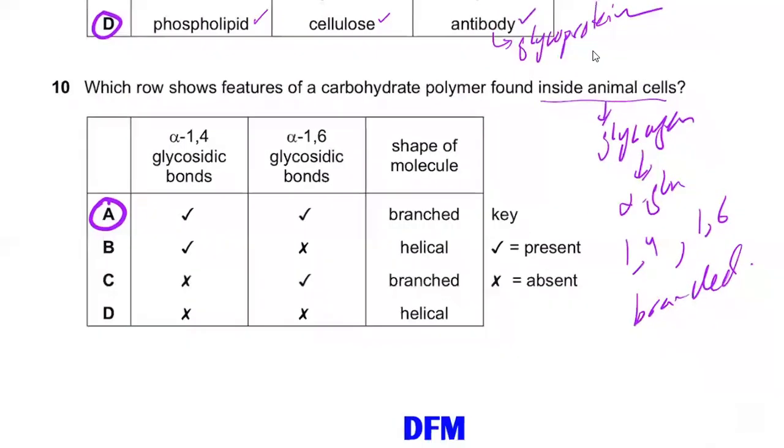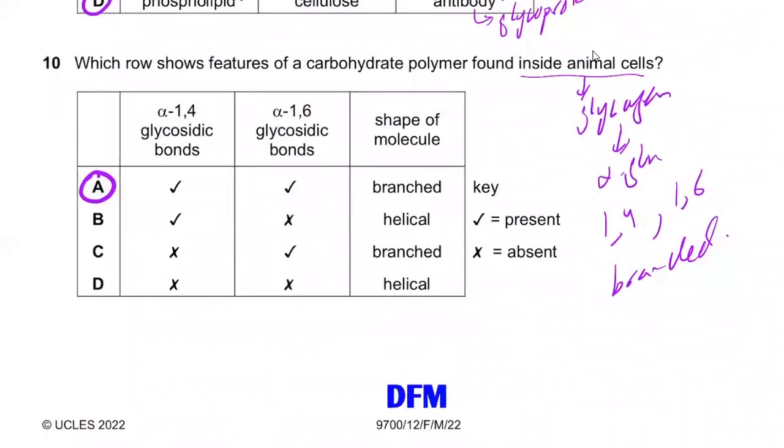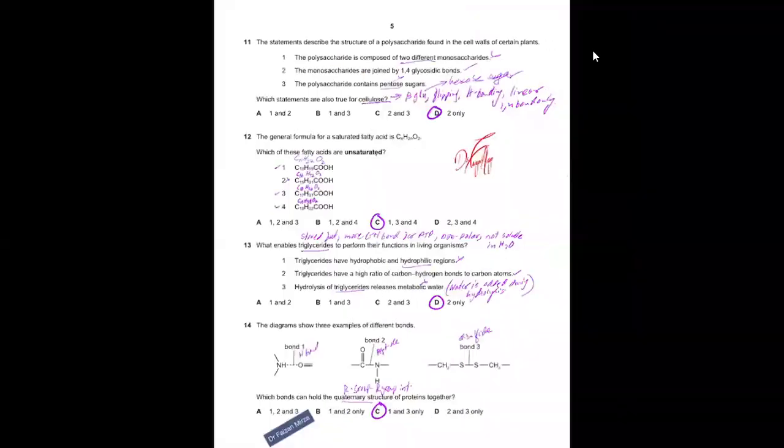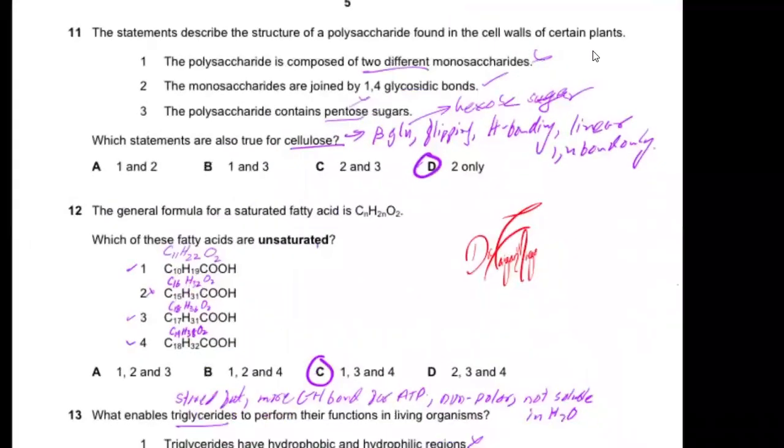Which row shows the features of the carbohydrate polymer found inside animal cells? If you recall, animal cells have glycogen, made of alpha glucose, with 1,4 and branching structure. You just look for the correct option, and the only correct option is here. Questions 1 to 10 are very straightforward, except for the question on microvilli. No question so far was tricky.